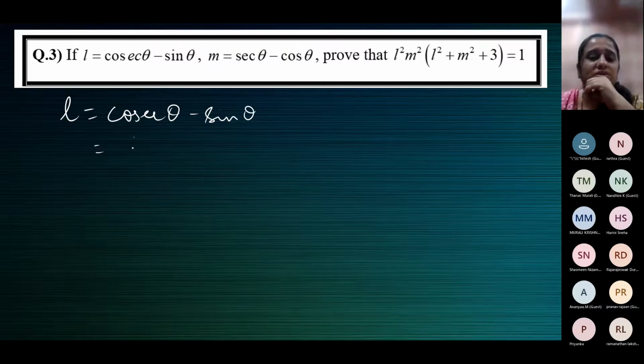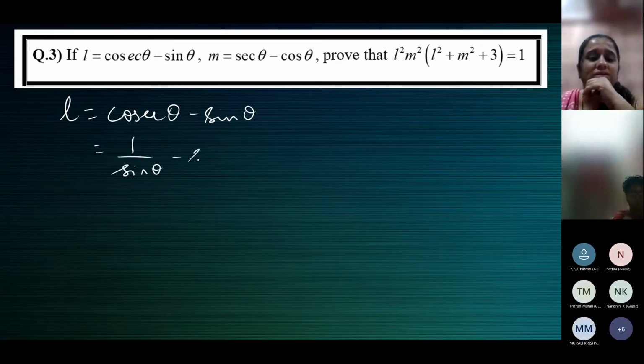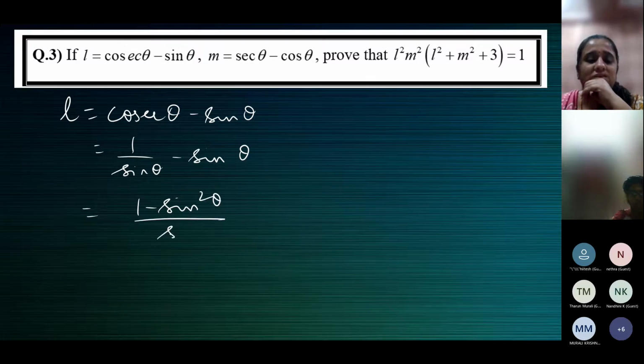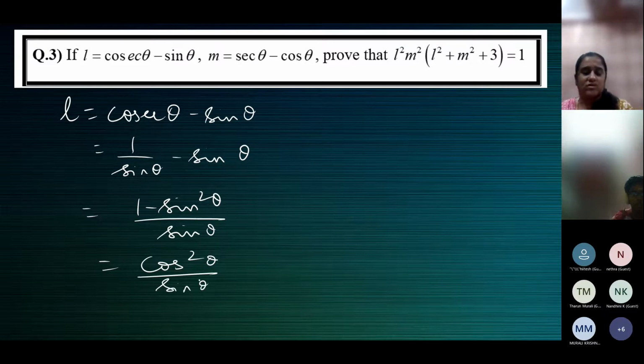So we can write cosecant as 1 by sine theta minus sine theta. Okay, so that will be 1 minus sine square theta by sine theta. And 1 minus sine square theta is cos square theta by sine theta. Okay, so looks good. Cos square theta by sine theta looks good.